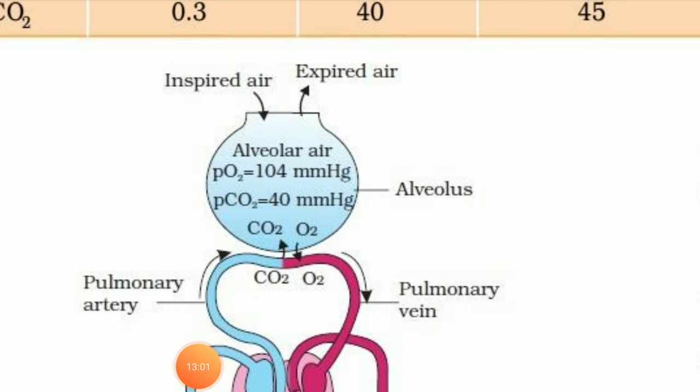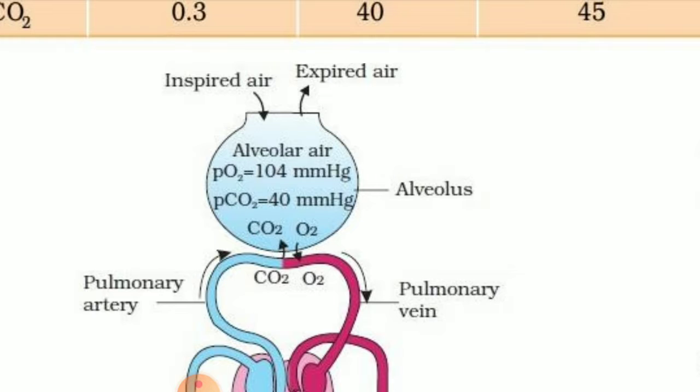Now look at this diagram. In the diagram, it is mentioned alveolar layer, alveolar air. Again you can see there is a pulmonary artery and vein. Here you can see the terms PO2 and PCO2. First we'll discuss what P is. The P stands for partial pressure. Okay, the P stands for partial pressure.